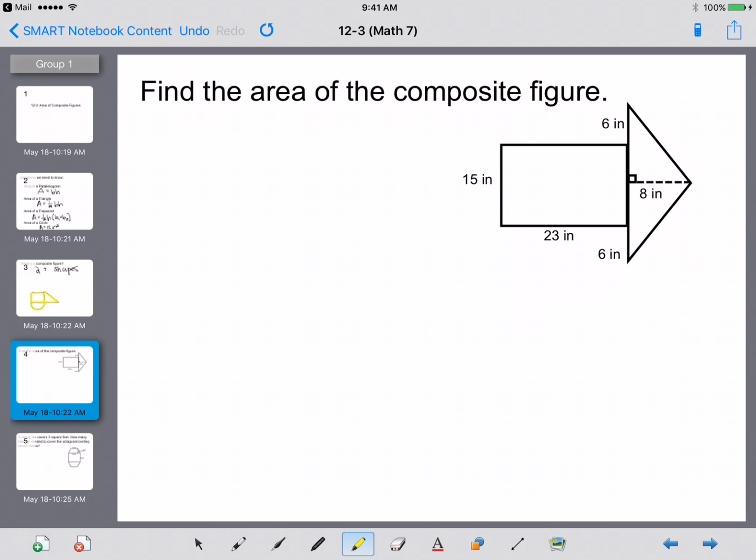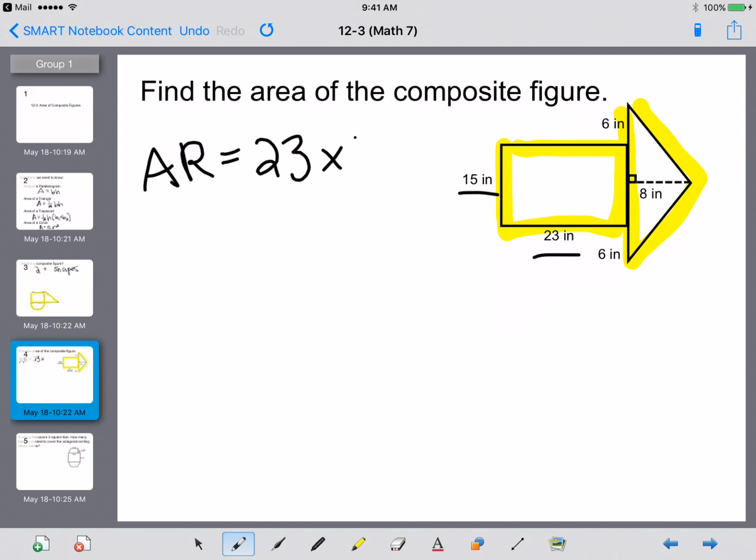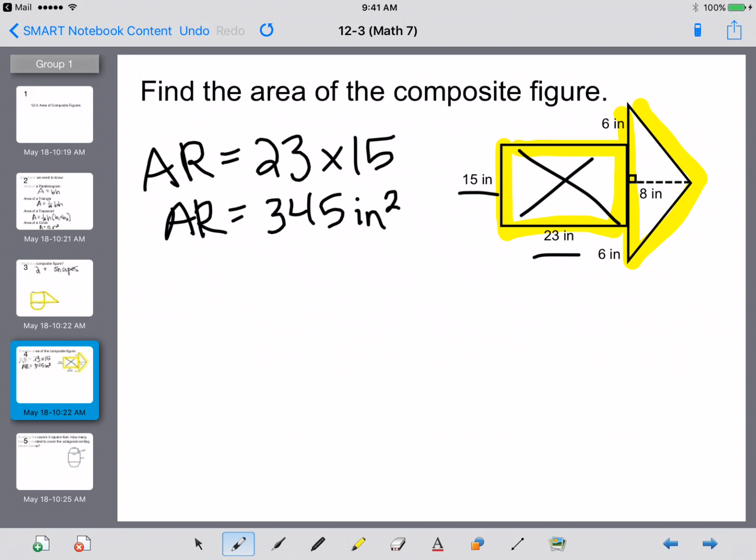So here's what we can do right away. We can find the area of this composite figure. We've got a rectangle and a triangle. So the area of our rectangle is our base, 23, times our height, 15. I'm just going to punch this into my calculator, 23 times 15 is 345. And do not forget your units, so inches squared. So we've got that one taken care of.